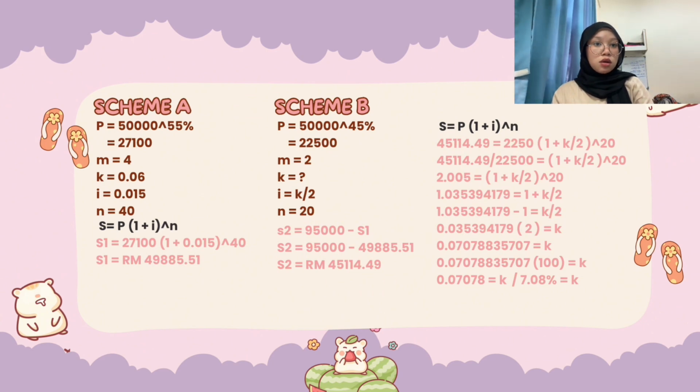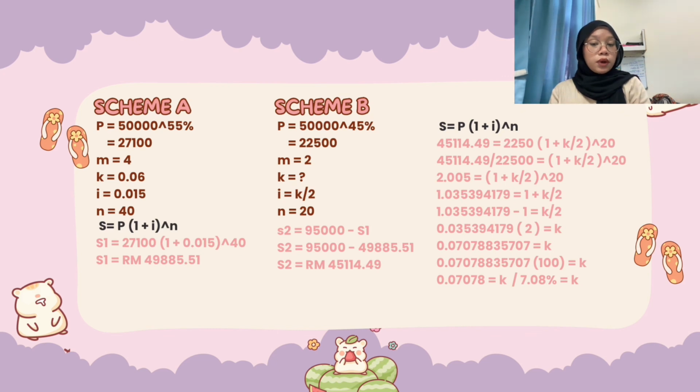For scheme B, P is 22,500, i is k over 2, n is 20. To get the future value for scheme B, you have to minus 95,000 from 49,885.51. You will get RM45,114 and 49 cents. After transferring all the information to the formula again, you will have 45,114.49 equals 22,500 in bracket 1 plus k over 2, to the power of 20.